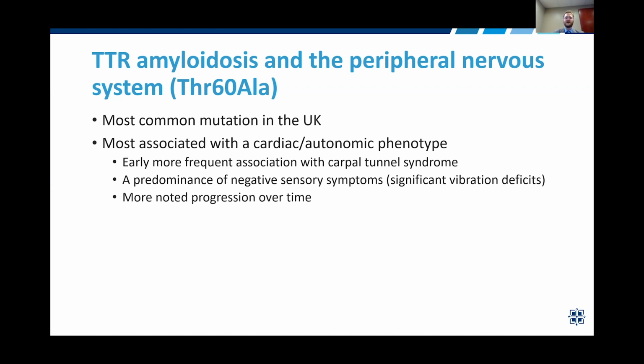So finally, THR60-ALA, the most common mutation in the UK. It is more commonly associated with cardiac and autonomic phenotype, first described in the 1980s as the Appalachian amyloidosis from New York, but then they found out that this was actually from Donegal in Ireland, where 1% have the mutation.